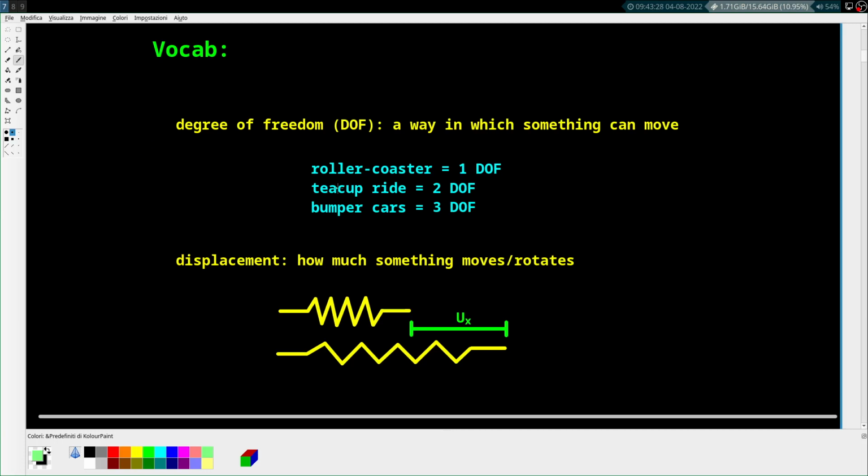Now, at the teacup ride, what is that? That's the ride where you have those spinning cups on the spinning platform. There's 2 DOFs there, right? Because there's 2 ways for you to spin, so 2 DOFs.